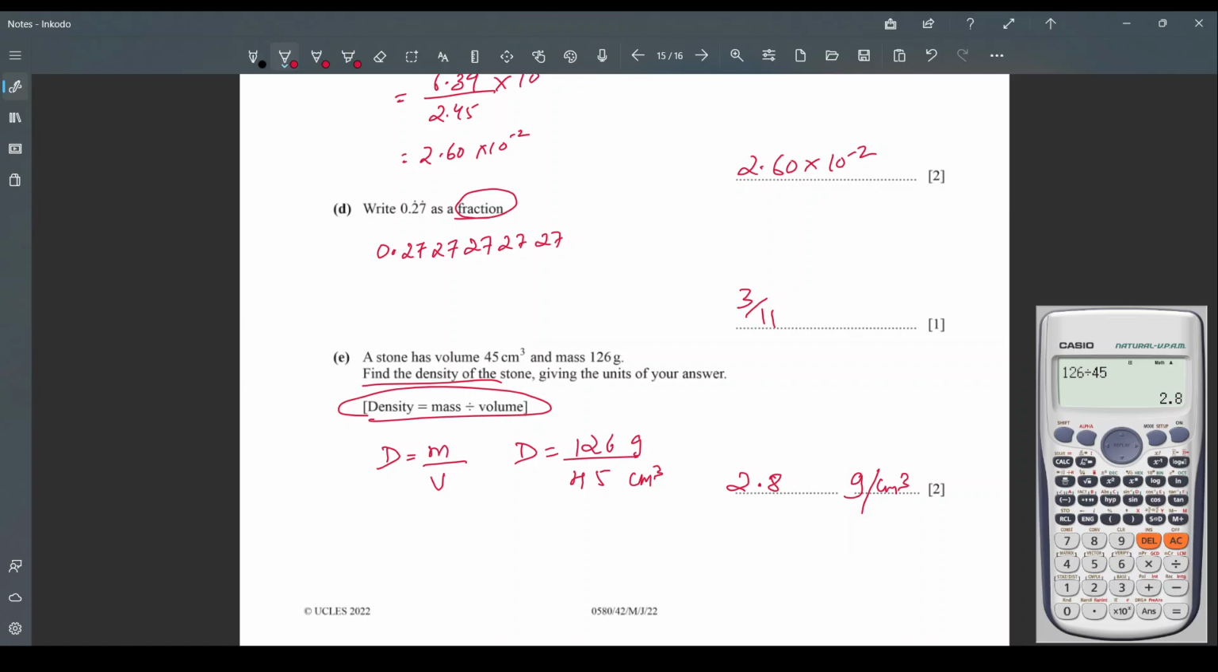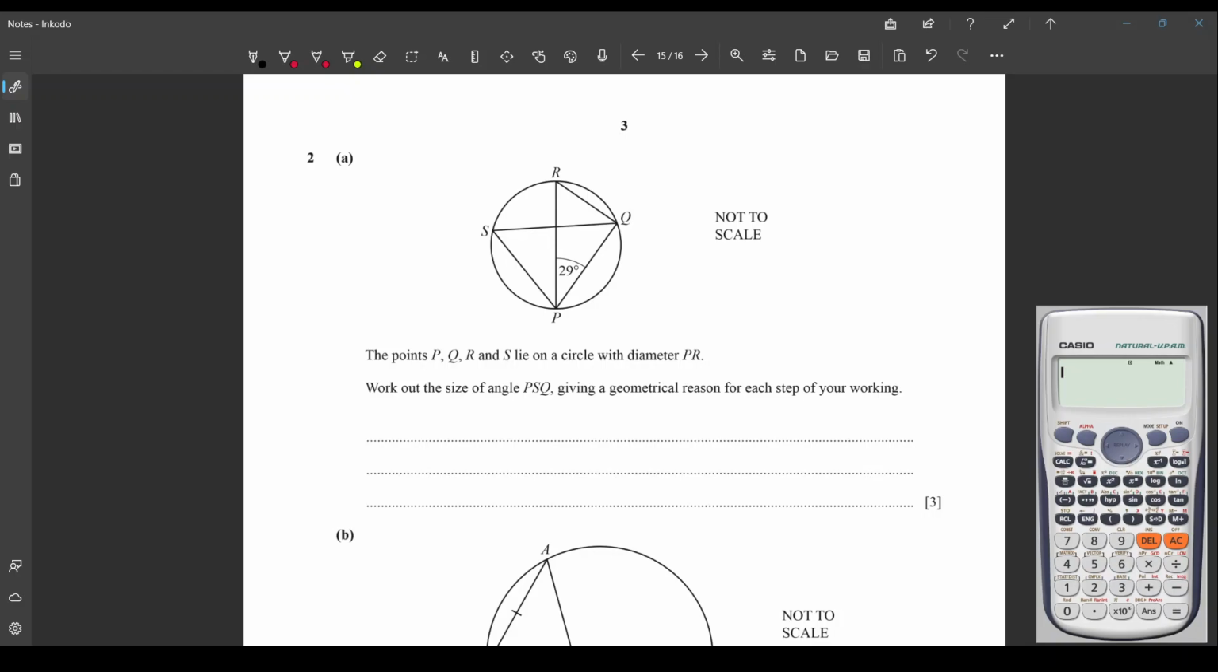So let's move on to the next question. Question number 2. Point PQRS lies on the circle with diameter PR. So this is the diameter, and you should know that if we have a circle and whatever angle is made on the diameter, angle made on the diameter will be always 90 degree. Keep it in mind, angle made on the diameter will always be 90 degree.